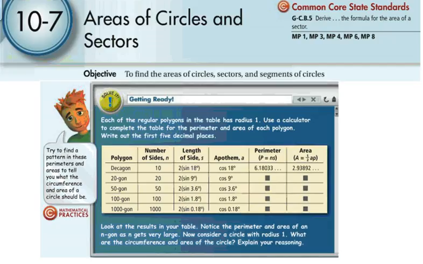Hey there, section 7 of chapter 10. We're still sticking with the idea of area in this section, only we're doing it with a couple of different things that we've done so far.